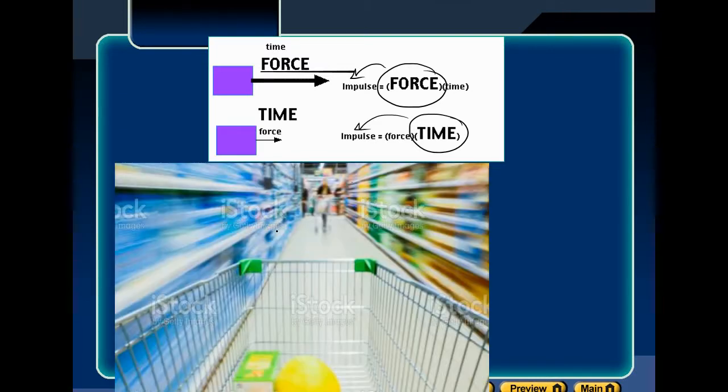Let's take another example to understand more. Suppose that we have this supermarket cart, and you want to push it with a huge impulse. What will you do? You will do two things. The first thing, you will use your hand to make a big force. The second thing, you will touch this place for a long time before you release it, right? You will do two things here: more force and more time to give more impulse.